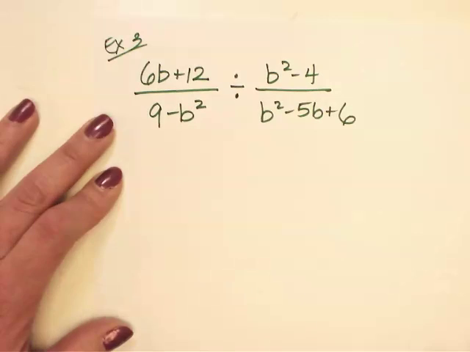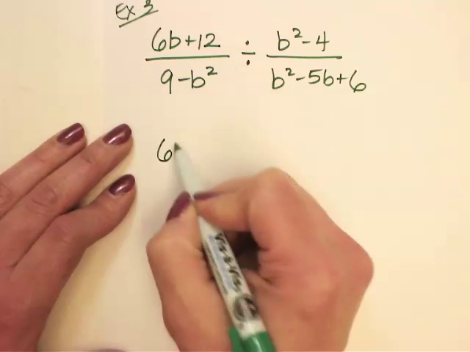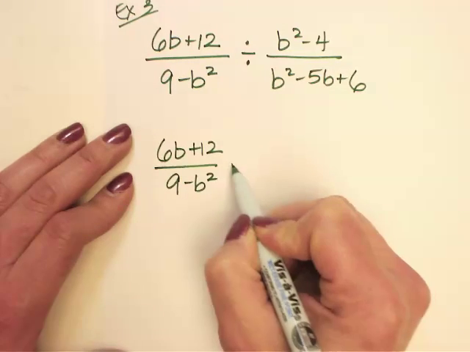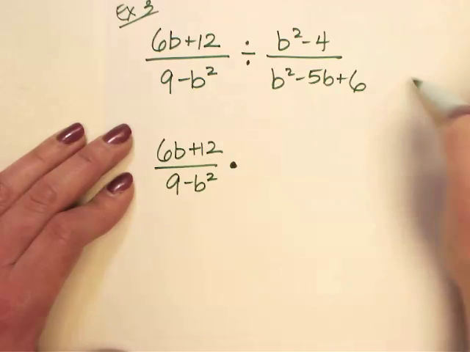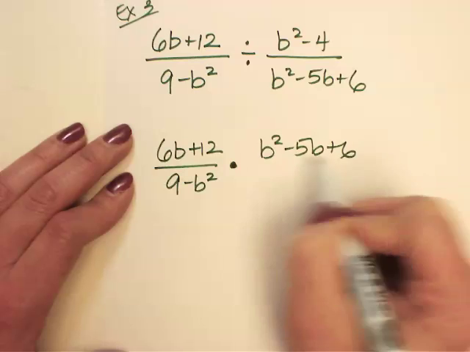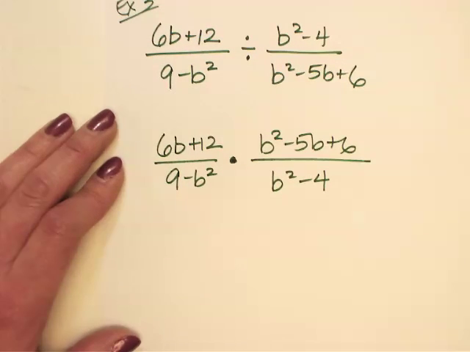Okay? Again, this is example number 3. So, remember what the steps were. Step 1, I've got to change it. So that's the first thing I'm going to do. Rewrite this as 6b plus 12 over 9 minus b squared times the reciprocal, so flip this around, b squared minus 5b plus 6 over b squared minus 4. That's step 1. Step 2, I'm going to go ahead and completely factor this.